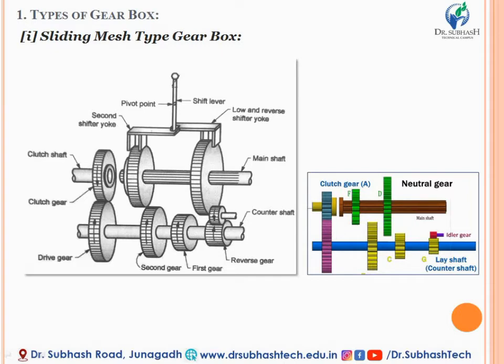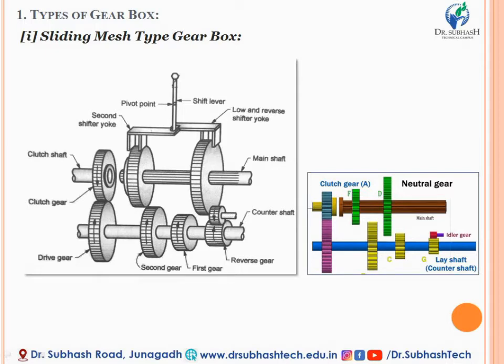From the diagram you can easily understand. Look at the right hand side diagram. There is a main shaft over which three gears are mounted, whereas there is one counter shaft over which four gears have been mounted. So gear D over here represents the neutral gear. Neutral gear represents the idle motion of your automobile engine, whereas from the figure you can easily understand that there is a pair of two gears that are meshed with each other.